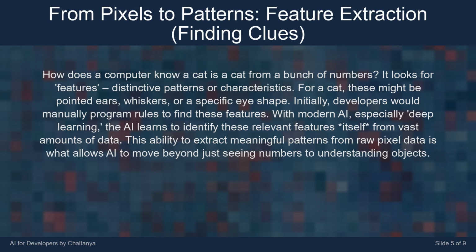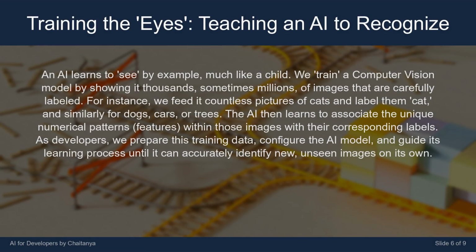How does a computer know a cat is a cat from a bunch of numbers? It looks for features, distinctive patterns or characteristics. For a cat, these might be pointed ears, whiskers, or a specific eye shape. Initially, developers would manually program rules to find these features. With modern AI, especially deep learning, the AI learns to identify these relevant features itself from vast amounts of data. This ability to extract meaningful patterns from raw pixel data is what allows AI to move beyond just seeing numbers to understanding objects.